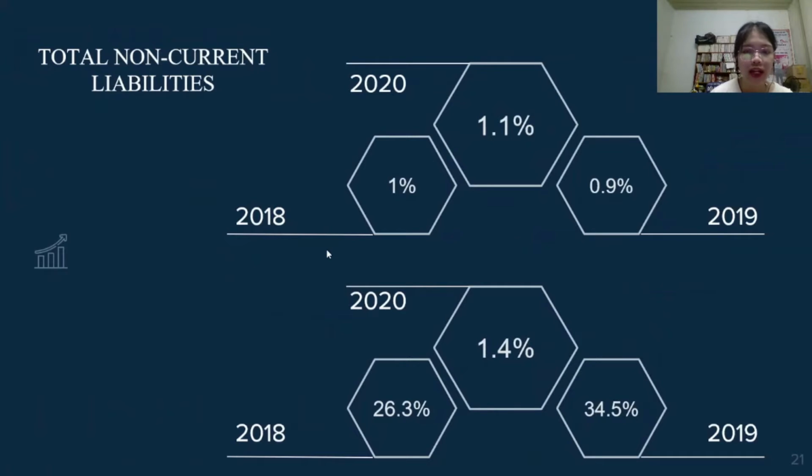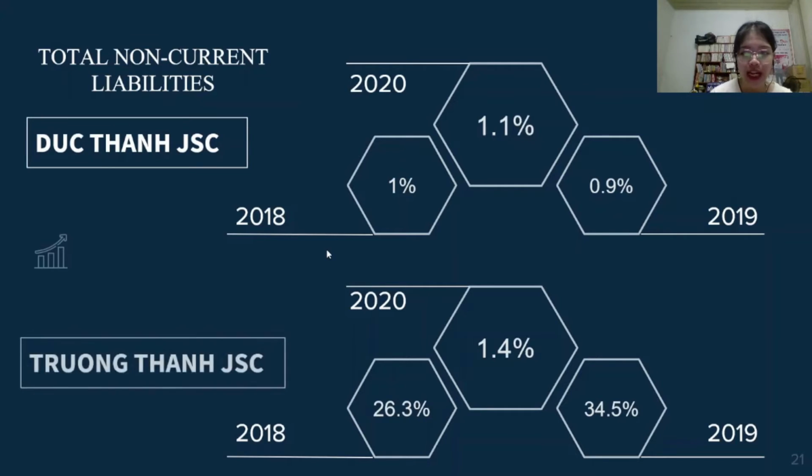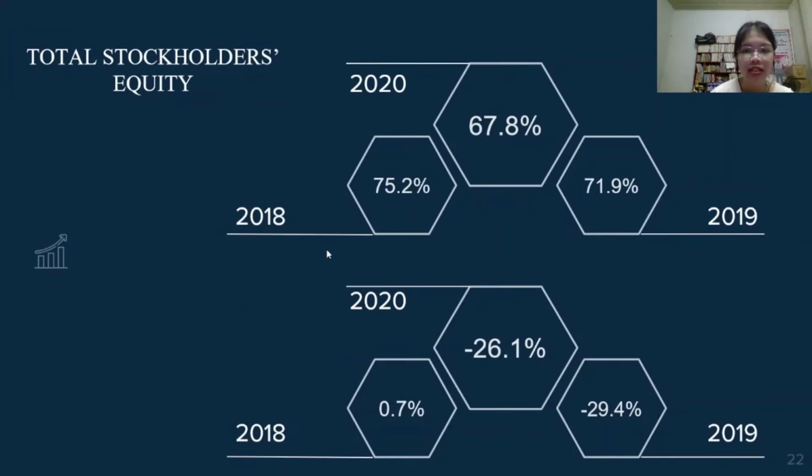The non-current liability of Đức Thành fluctuated in 3 years, with the highest number being 1.1%, while Trường Thành hit the highest at 34.5% in 2019, which was a 33.4% difference between the two companies. Since the total liability was not significant, the equity of Đức Thành was considerably steady, with 75.2% in 2018, 71.9% in 2019, and 67.8% in the last year.